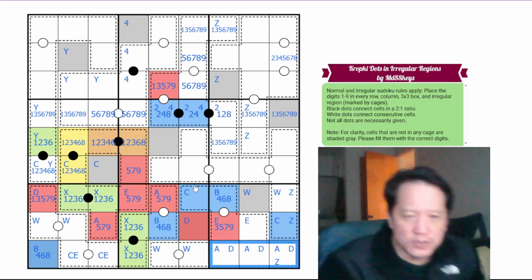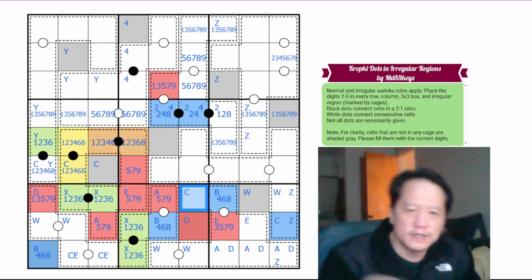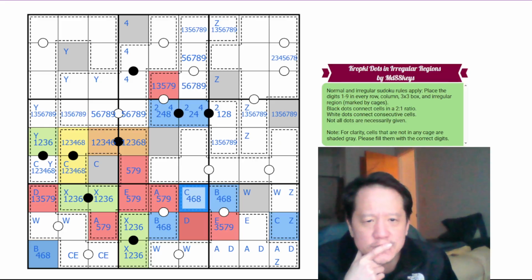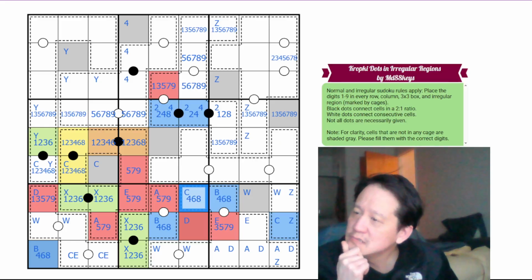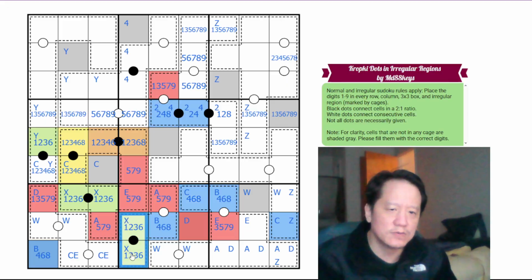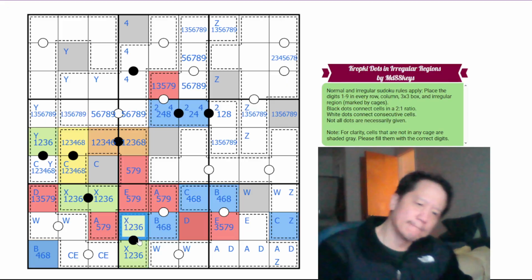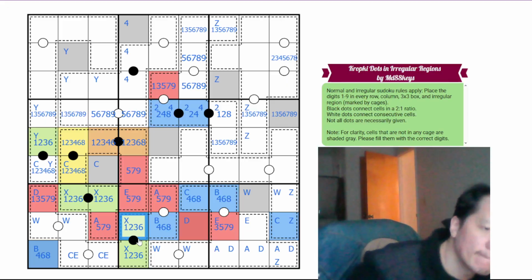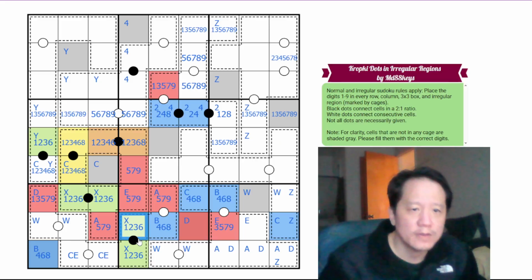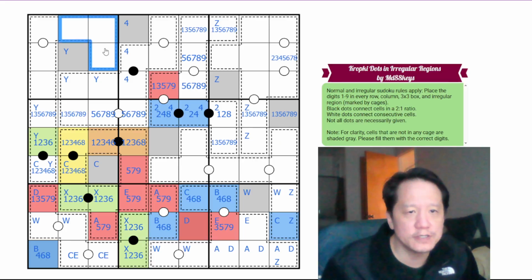So C also has to be 4, 6, or 8 here. Interesting. But you could still have 3 and 6 here. The remaining three digits here have to match these three.